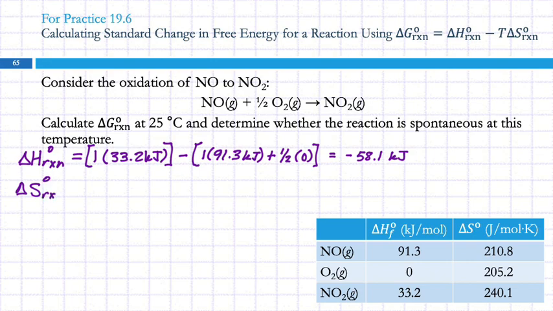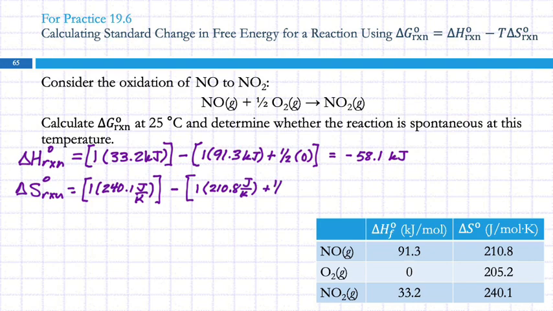So for the entropy change, same process, but we're going to use the entropy values. So I've got 1 mole of NO2. The entropy for that is 240.1 joules per Kelvin. And then I have 1/2 mole of oxygen. That's the products. Subtract the reactants now. 1 mole of NO is 210.8 joules per Kelvin. And 1/2 mole of oxygen.